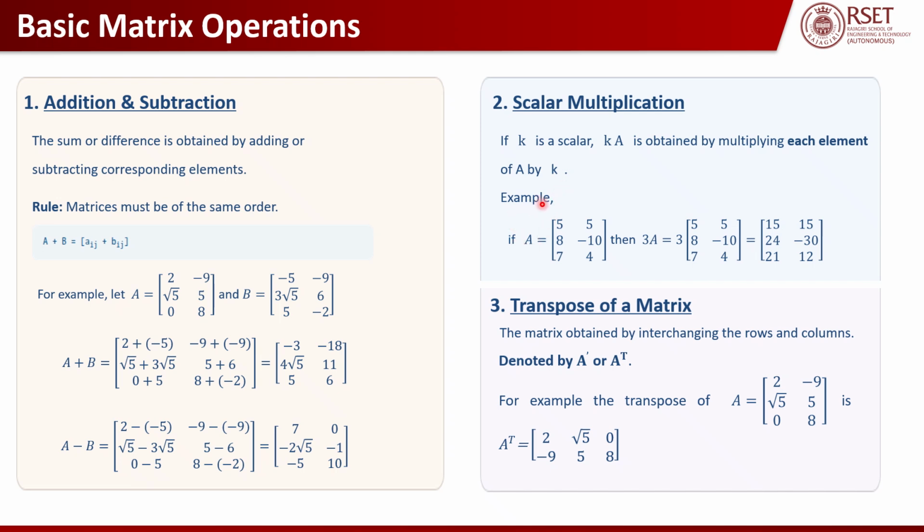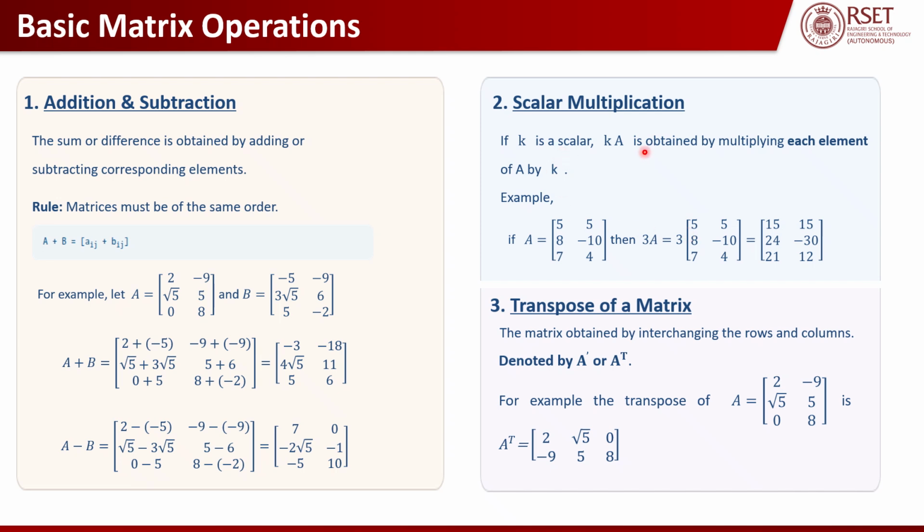For example, here is example A with the matrix 5, 5, 8, minus 10, 7, 4, and we are multiplying by a scalar. I'm taking k as 3 here. So what is 3 multiplied by A? We multiply this 3 to each element, that is 3 into 5, 15, 3 into 5, 15, and 3 into 8, 24, like that. We are multiplying this scalar to each element of A.